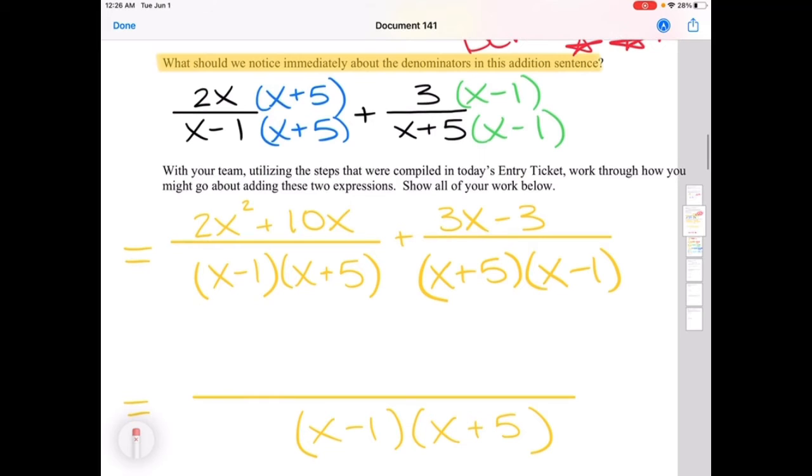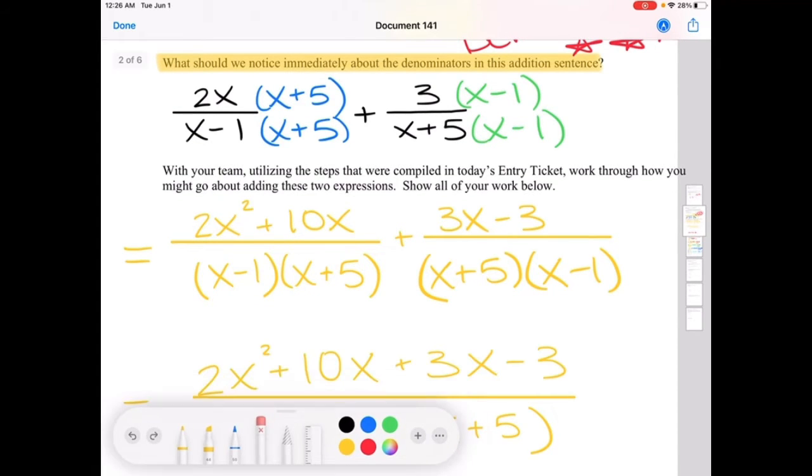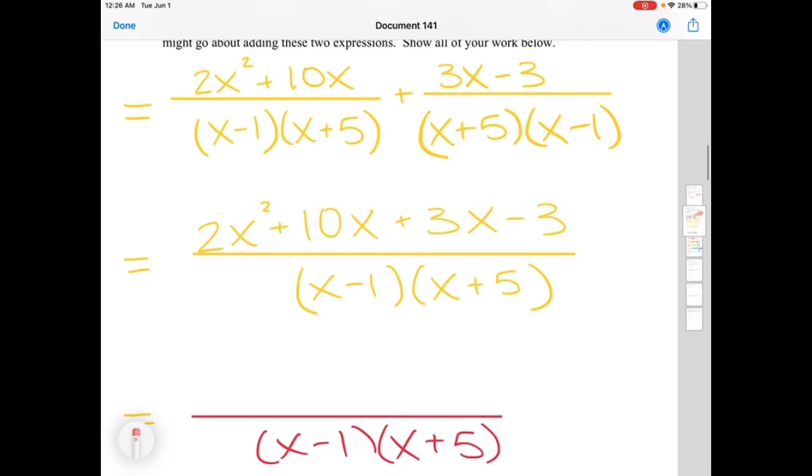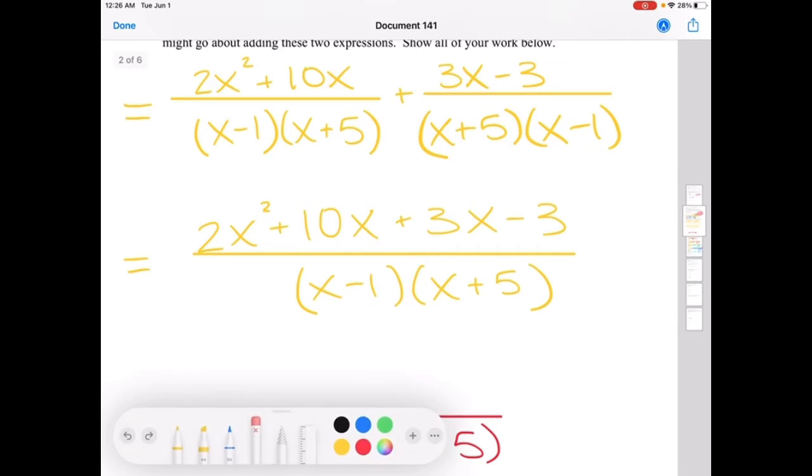Here, all we need to do is add our numerators. If I add my numerators, all I'm doing is adding the two numerators that I have listed above. And now, if I look at this numerator, I can see that there are some common terms that I can combine together. So I'm going to combine my like terms.